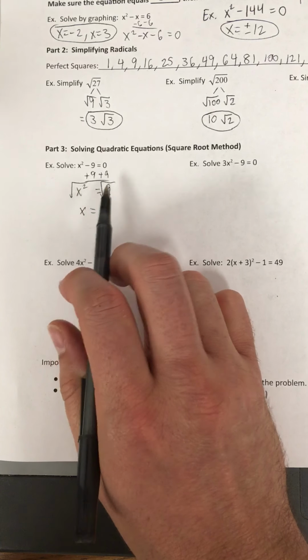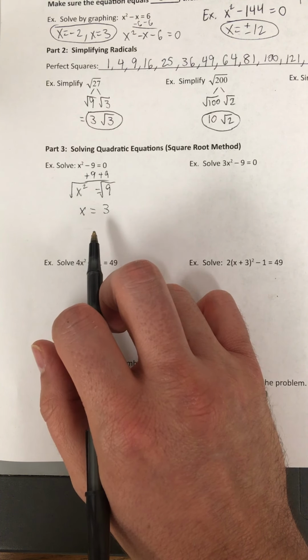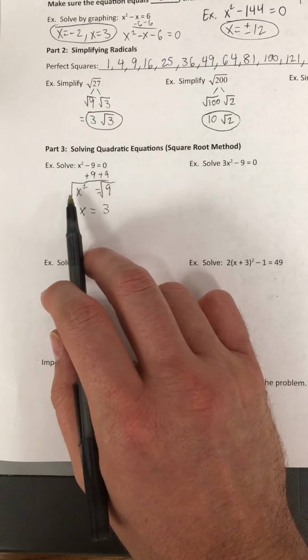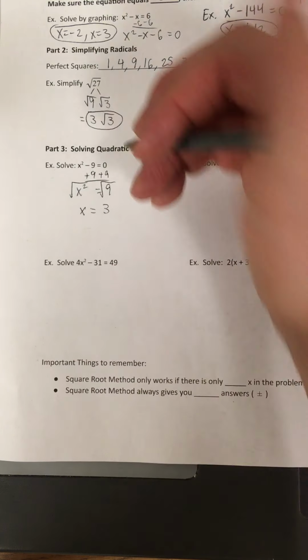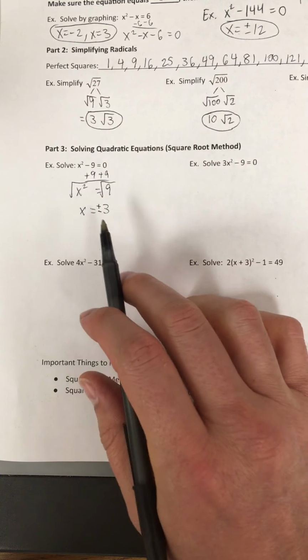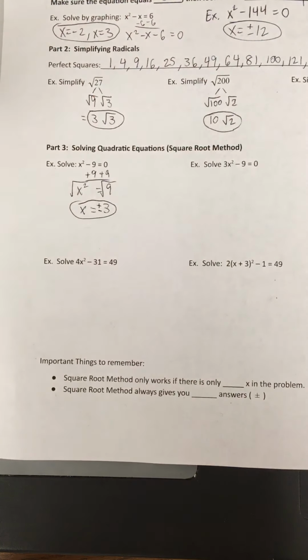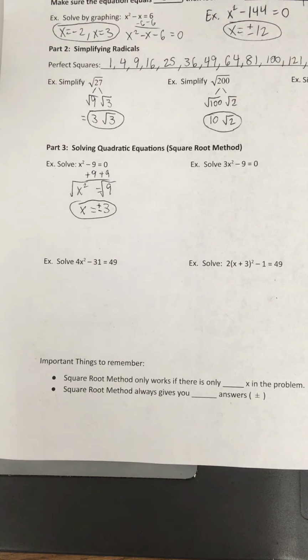Because yes, 3 squared gives you 9, but there's another number that if you square it, it gives you 9. It's negative 3. Negative 3 times negative 3 will also give you 9. So when you take the square root of both sides, you need to put a plus and minus on that. That just means that both of these numbers, positive and negative 3, are answers to this equation. X equals plus or minus 3.